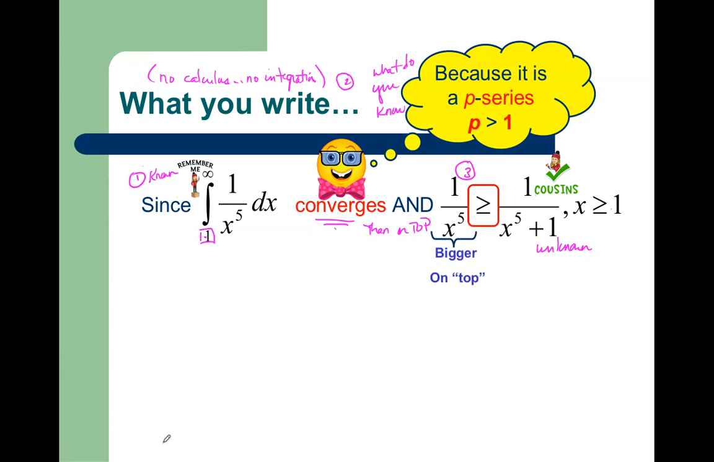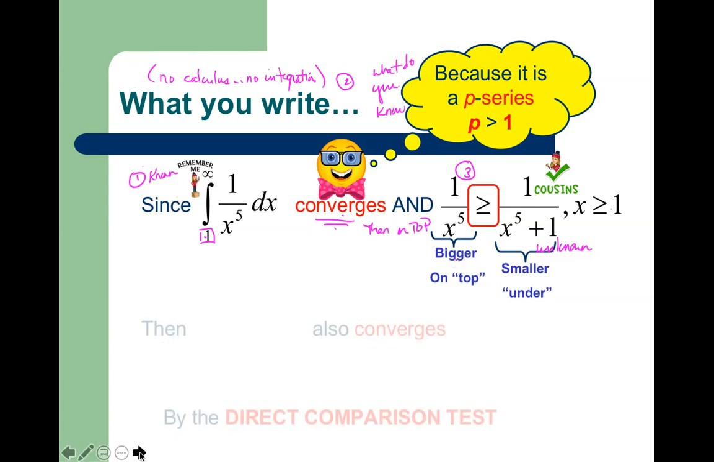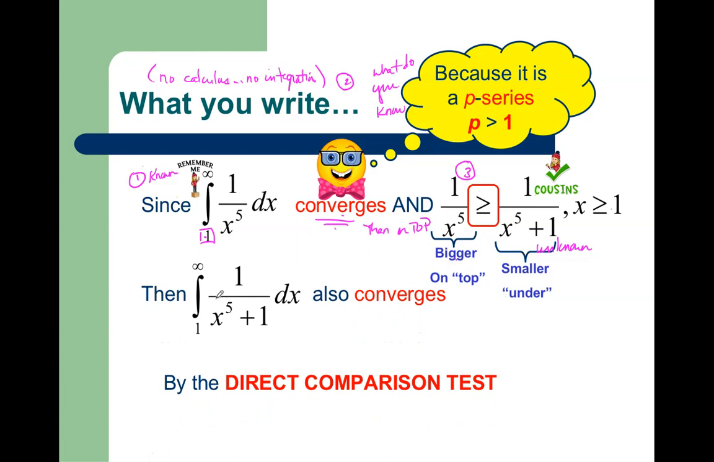So talk to me about which one is the bigger function. And since, again, I'm converging, I need the bigger one to be on top. Then it is true that the unknown cousin also converges, and then name the test. And you can just say DCT if you like.